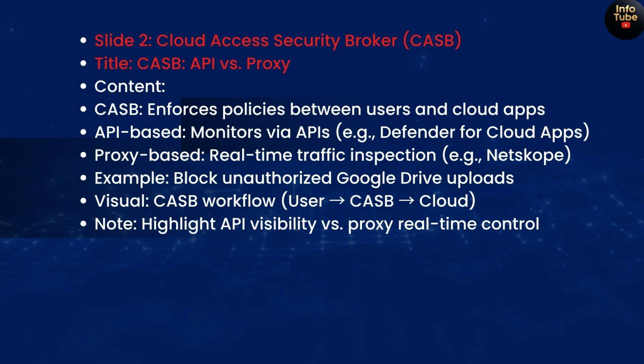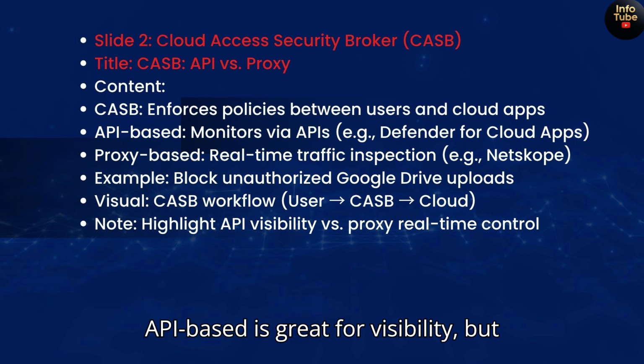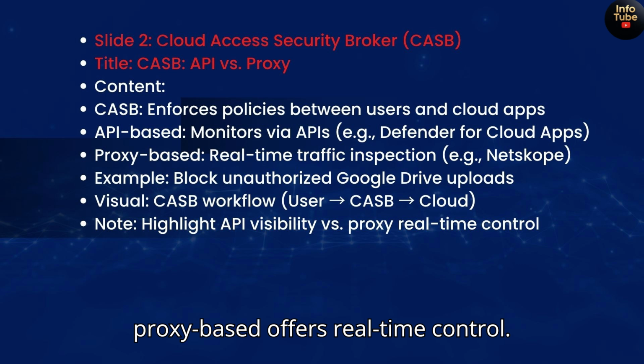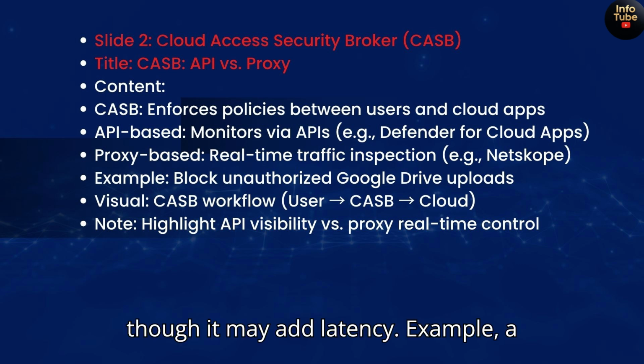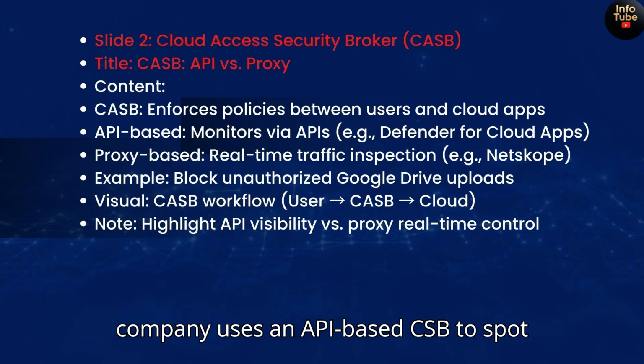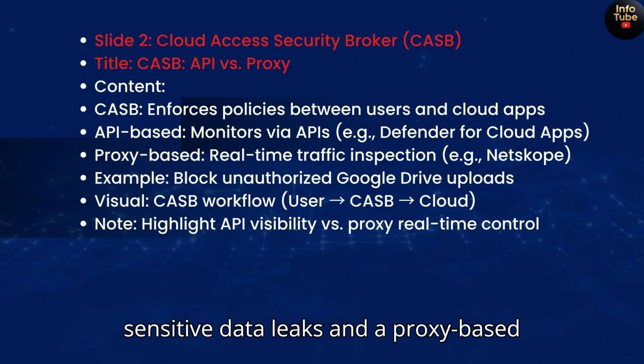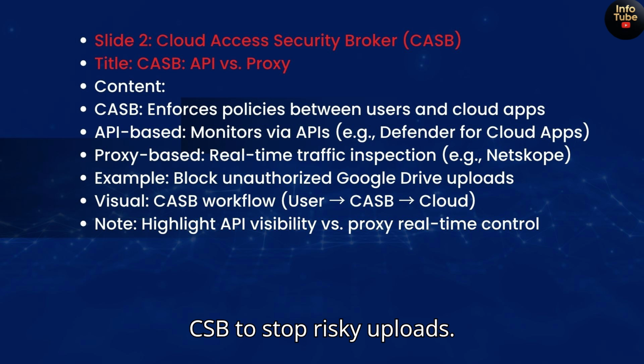Exam tip: API-based is great for visibility, but proxy-based offers real-time control, though it may add latency. Example: a company uses an API-based CASB to spot sensitive data leaks and a proxy-based CASB to stop risky uploads.